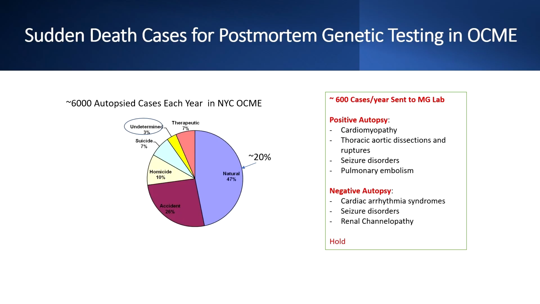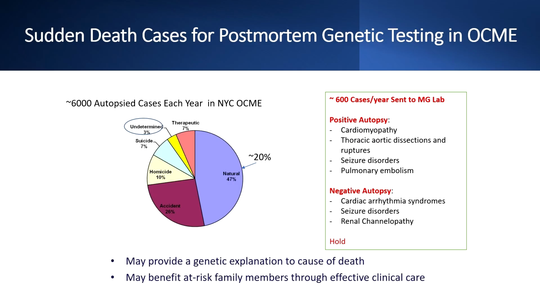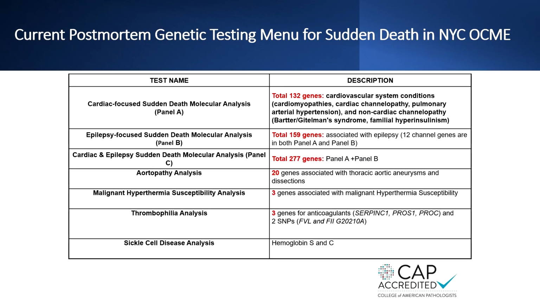There are 2 reasons why postmortem genetic testing is needed. First, the testing results may provide a genetic explanation for cause of death. And second, the testing results may benefit at-risk family members through effective clinical care. This table shows the current postmortem genetic testing menu in our office.